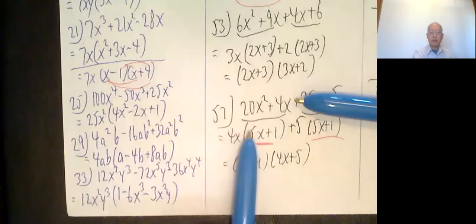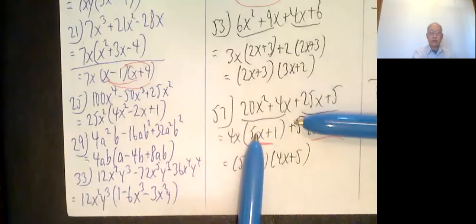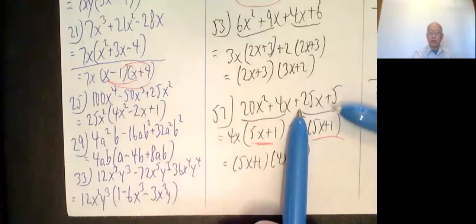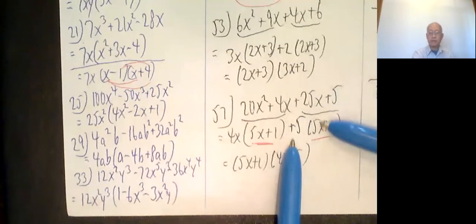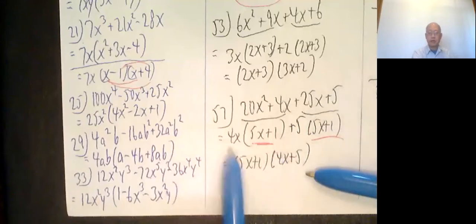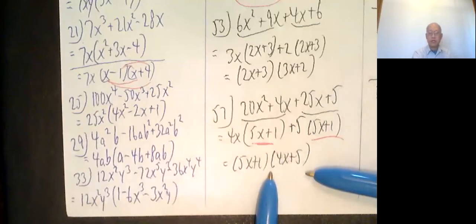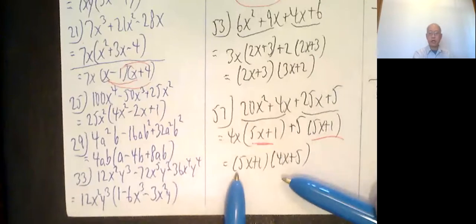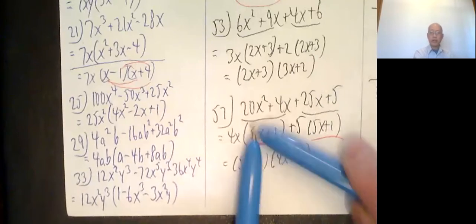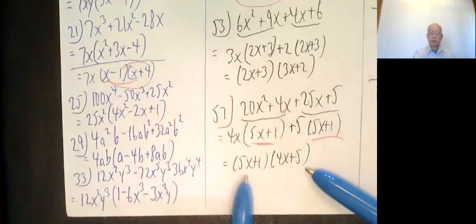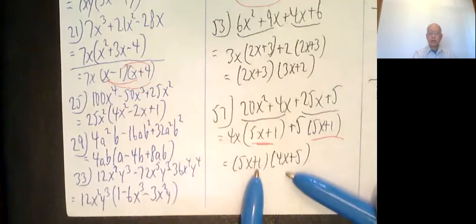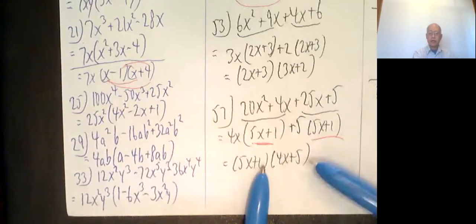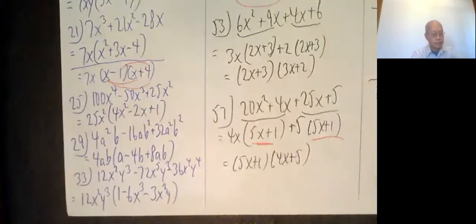4x. 4x, parentheses, 5x plus 1. So automatically, this side, you know, is 5x plus 1. And it looks like it needs a 5. So pull out the 5x plus 1, 4x plus 5. Check with FOIL. Let's actually do it this time. First, 20x squared, outer, 25x, inner, 4x, last, 5.